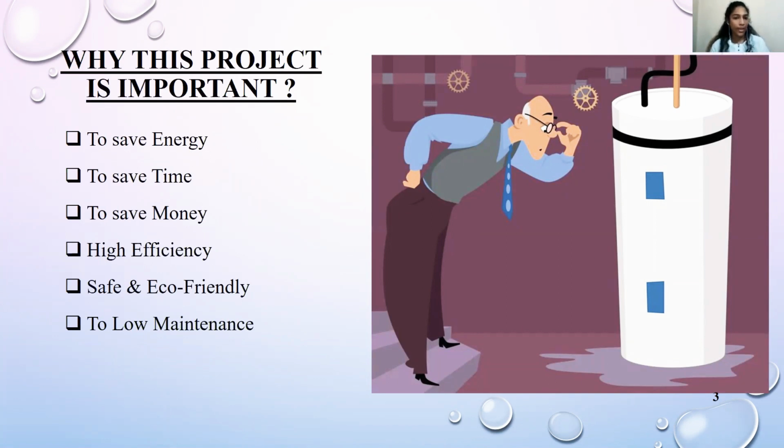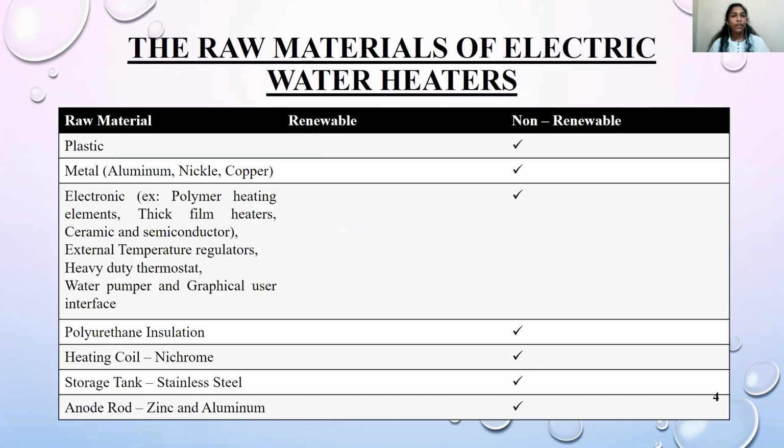The raw materials of the electric water heaters. All the raw materials are non-renewable according to this table. Raw materials are plastic, metals like aluminum, nickel, copper, electronic elements, nichrome heating coil, storage tank, and anode rod.